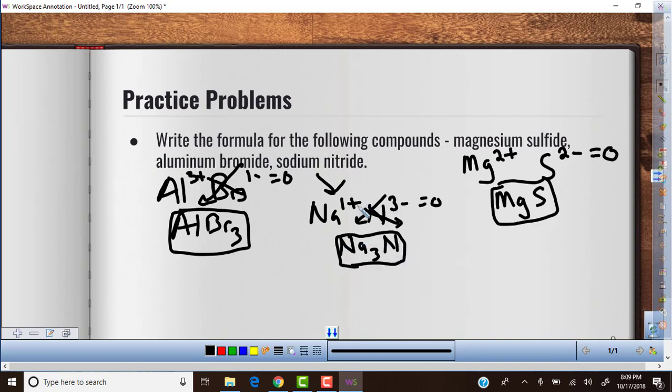All right? So again, the key things here: find your elements on the periodic table, understand what their charges are, and balance out those charges in order to obtain 0. Like I said, you could do that by looking at them and figuring out how we're going to get them to balance, or we crisscross the absolute value of our charges. Either way, you hopefully will get the right answer.